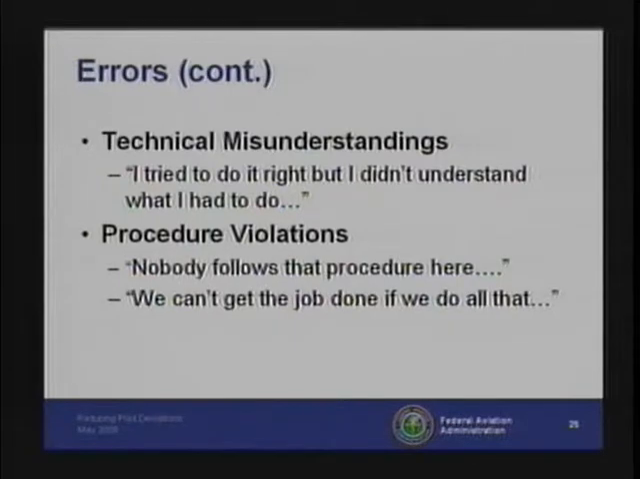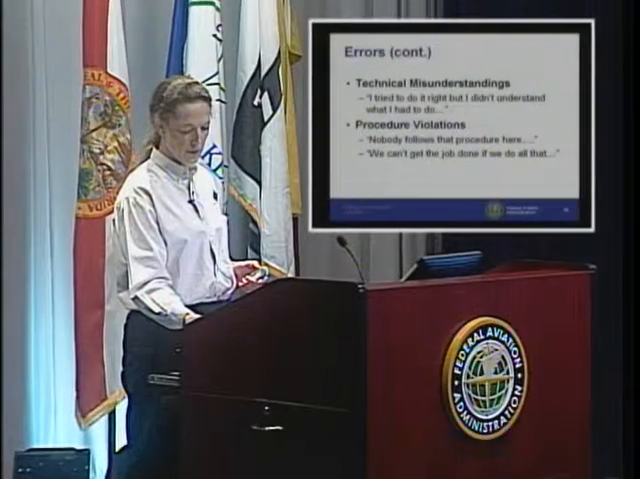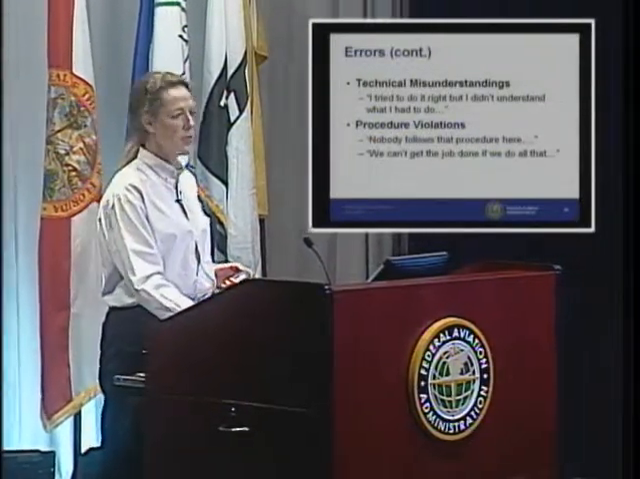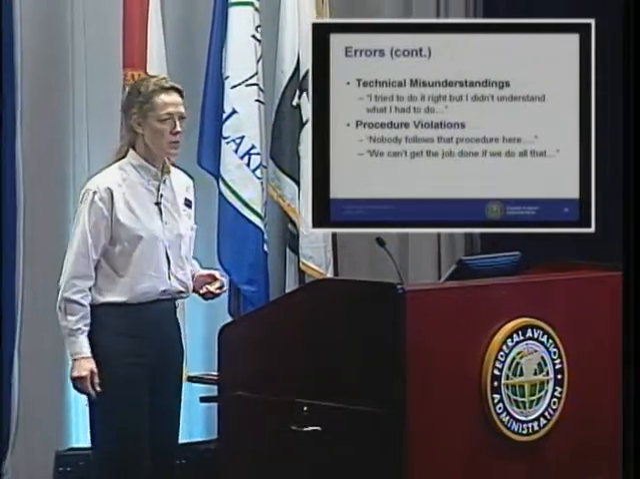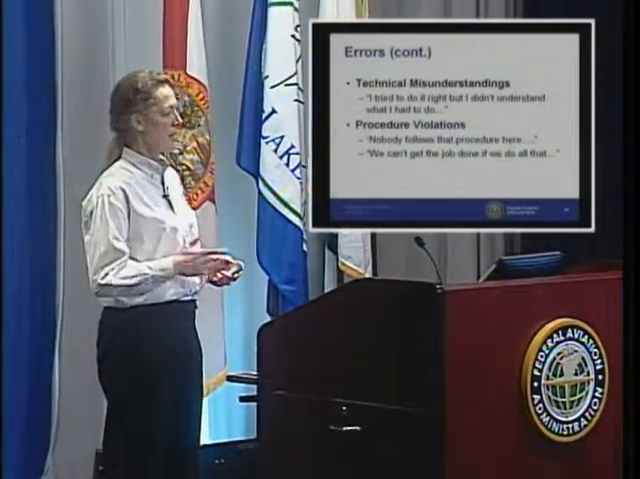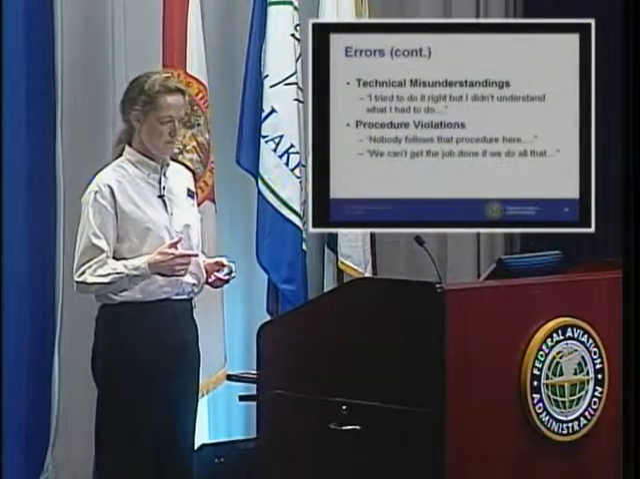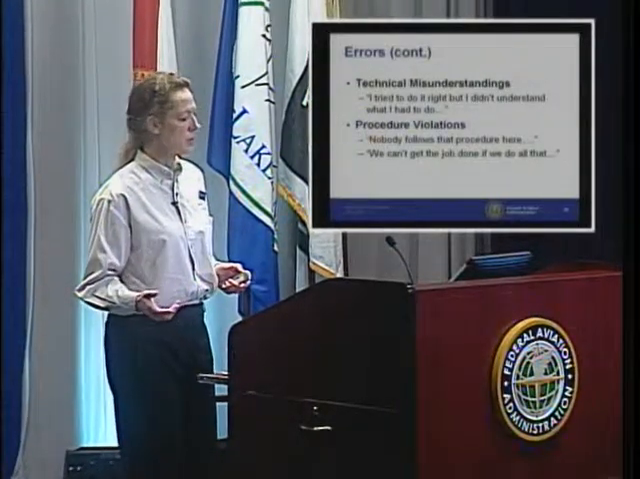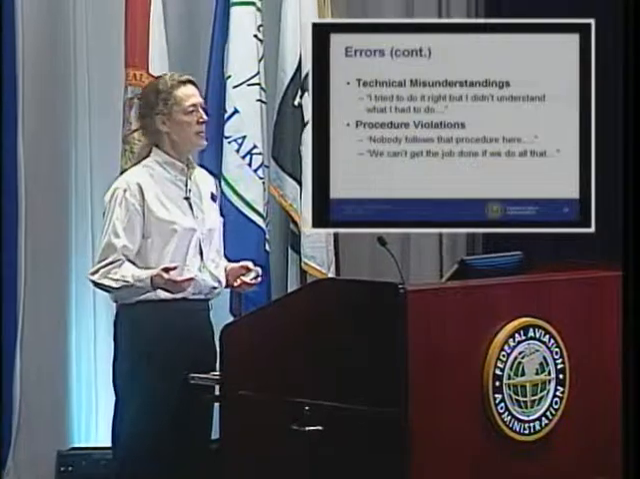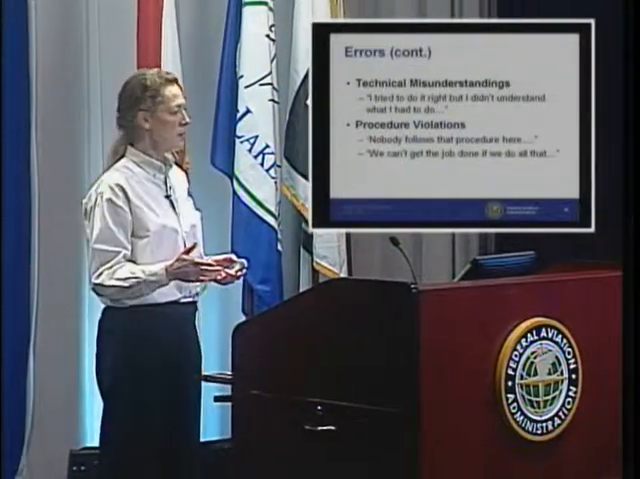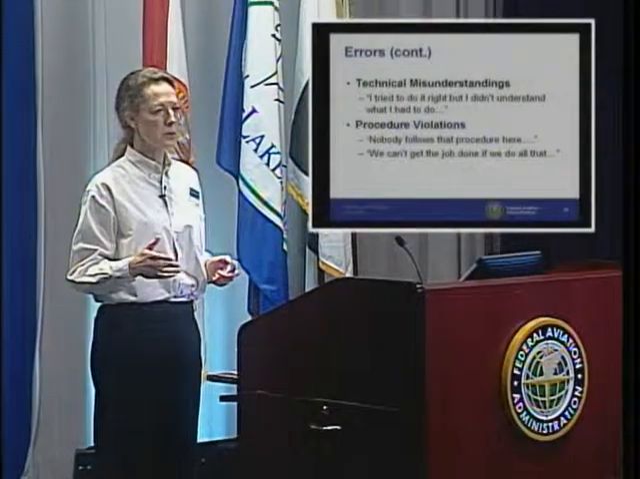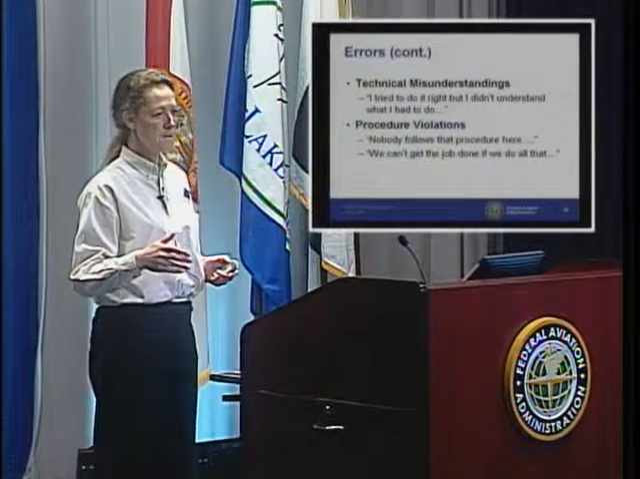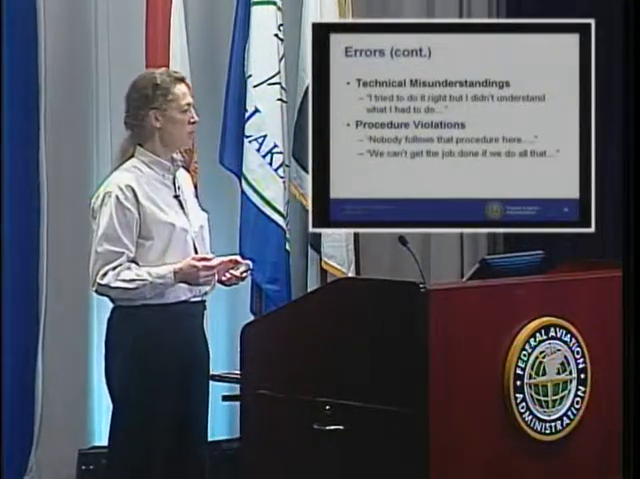How can we avoid the technical misunderstandings? Part of that is overcome also by writing better procedures, also better checklists. They can be inadequate or they can be missing. Procedure violations, nobody follows that procedure here. We can't get the job done if we do all of that. Where do you see that happen? A lot, where it's impossible to accomplish all of the tasks necessary to complete that process because there isn't sufficient time.